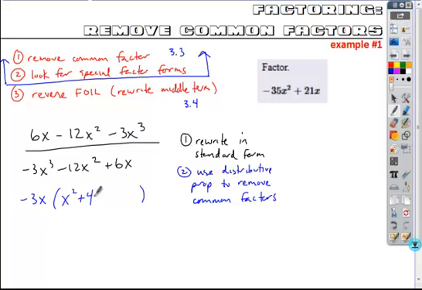Double check your signs. And removing 1x from x squared leaves 1x. Removing a -3 from a +6 leaves a -2. Removing an x from an x leaves nothing. And so here would be your solution.